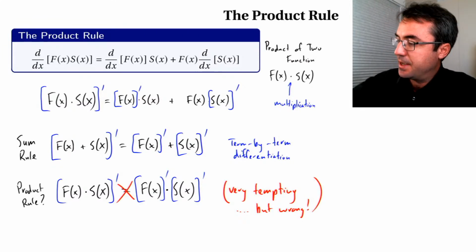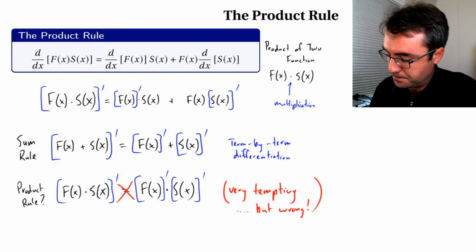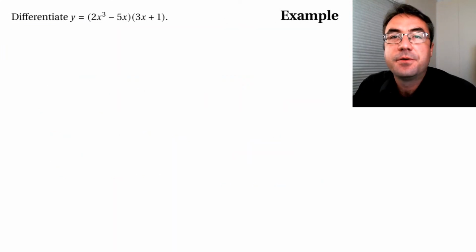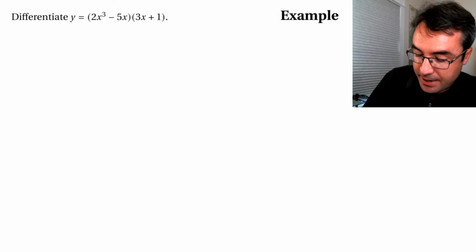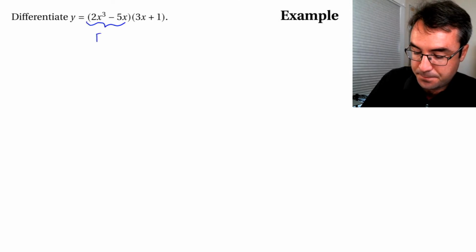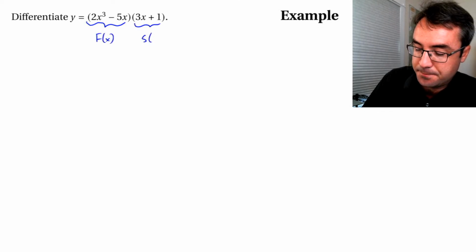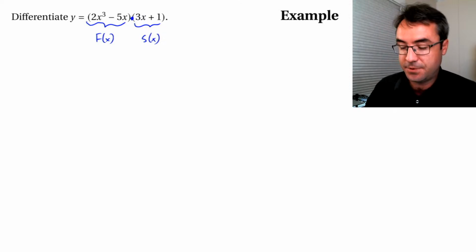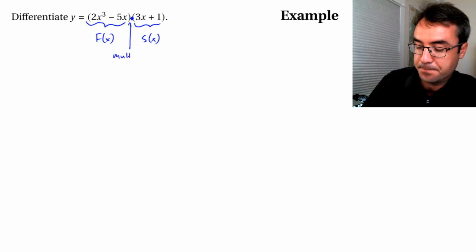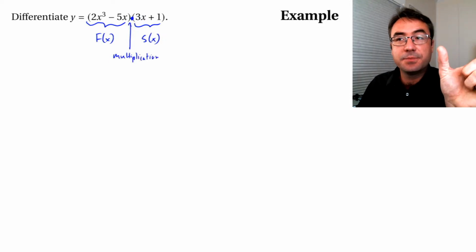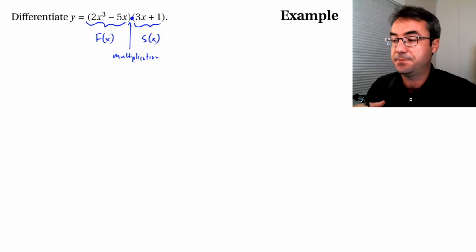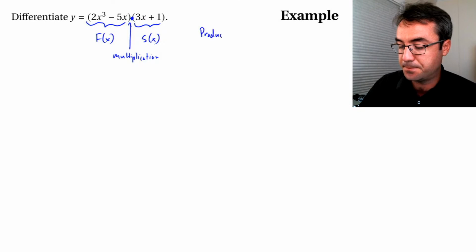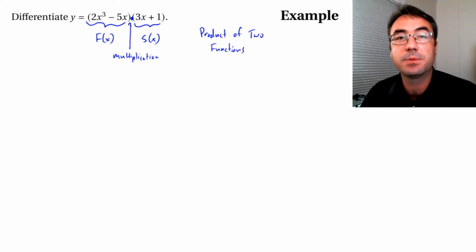All right, so let's see this in some examples. See how this works. So here we have the function 2x cubed minus 5x times 3x plus 1. And what we see here is that we have some x terms here, we have some other x terms over here, and then right in the middle, even though we don't normally write it, there's a multiplication sign. So this is a product of two functions. There's x terms on the left, x terms on the right, and multiplication in the middle.